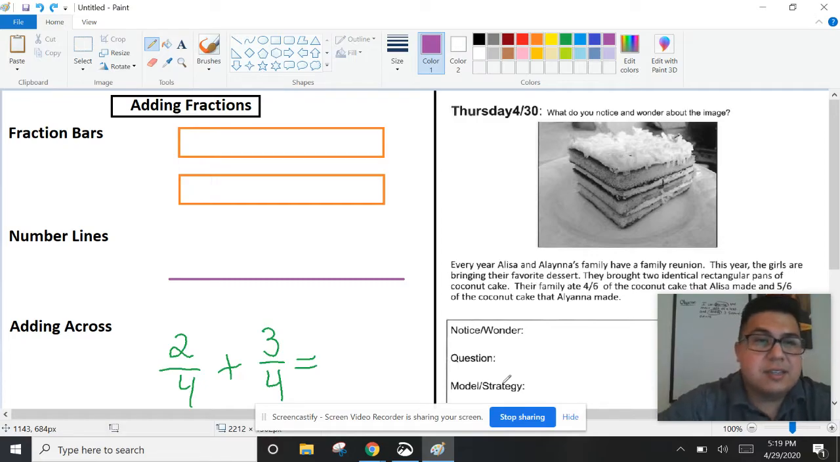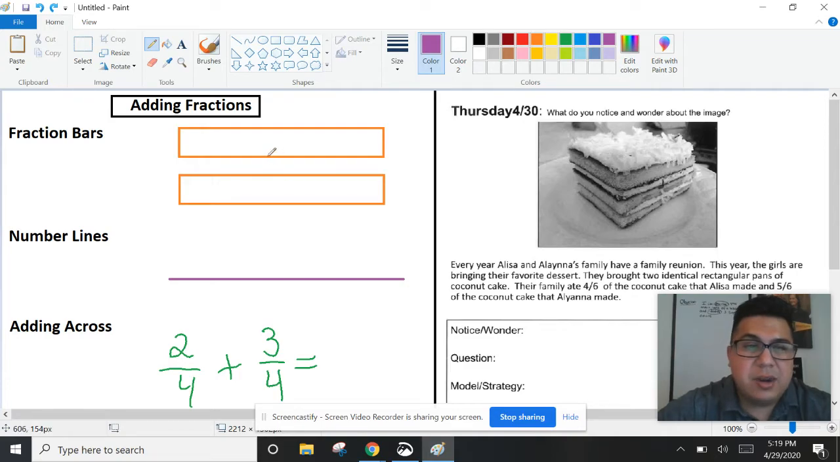On the left side of this is our adding fractions anchor chart that we're going to go over because you may need to use some of this or you need a refresher. So this is the fraction that I came up that I wanted to add. Let's go ahead and start with adding with fraction bars. So we're going to add 2/4 and 3/4.